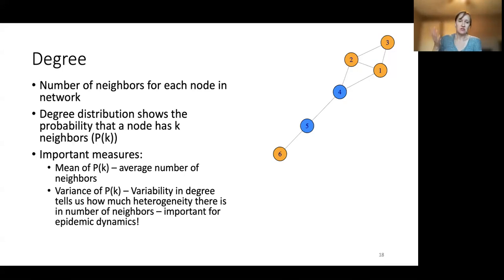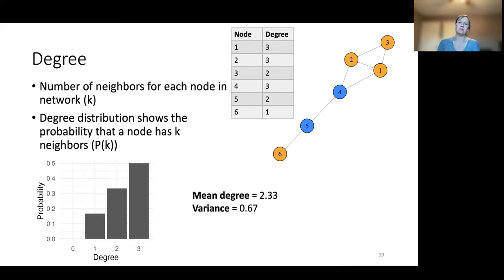Some of the key things to know when you have network data: our first is degree. This is the number of neighbors for each node in a network. Your degree distribution shows the probability that a node has k neighbors. Important measures are the mean of that degree distribution, your average number of neighbors, and the variance of that degree distribution, which shows the variability in degree. This is particularly important for epidemic dynamics. I think I cut the section explaining that in more detail, but for those interested. If we take this teeny little network, we can say, for instance, node one has degree three, and we could calculate our mean degree and the variance of our degree distribution.